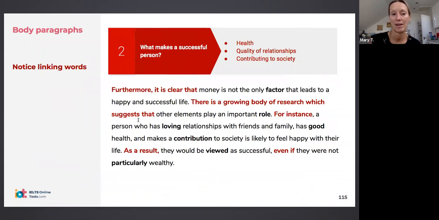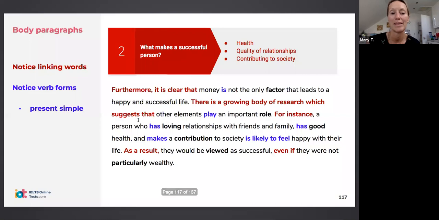Okay, so just looking at the paragraph as a whole. If you notice the linking words again, there are quite a few linking words. And then verb forms. The verb forms used in the second paragraph are actually quite simple. It's really mainly the present simple. So you've got is, play, has, makes, is likely to feel.